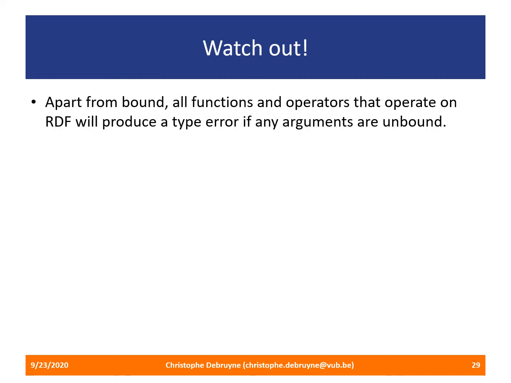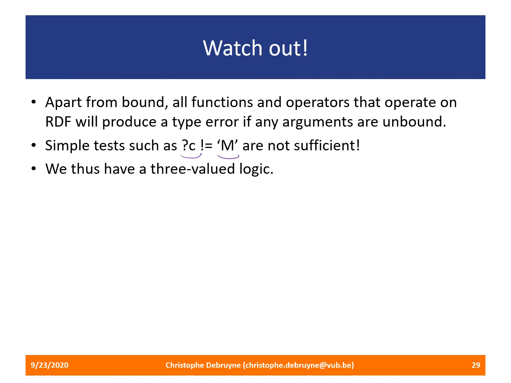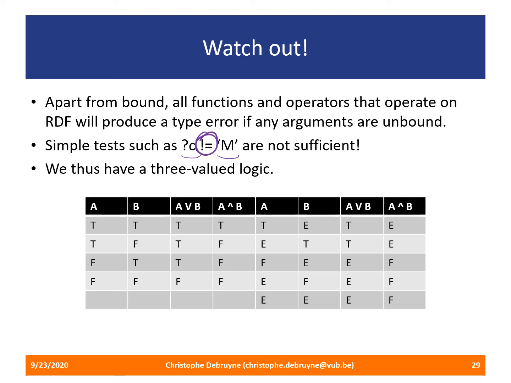Now, watch out. Apart from bound, all functions and operators that operate on RDF will produce a type error if any arguments are unbound. So a simple test, like testing whether a variable is different from a value, is not sufficient. Why is that? Because whenever a value is unbound and you apply an operator or a function to it, you will raise an error. And because of that error, you have a three-valued logic.